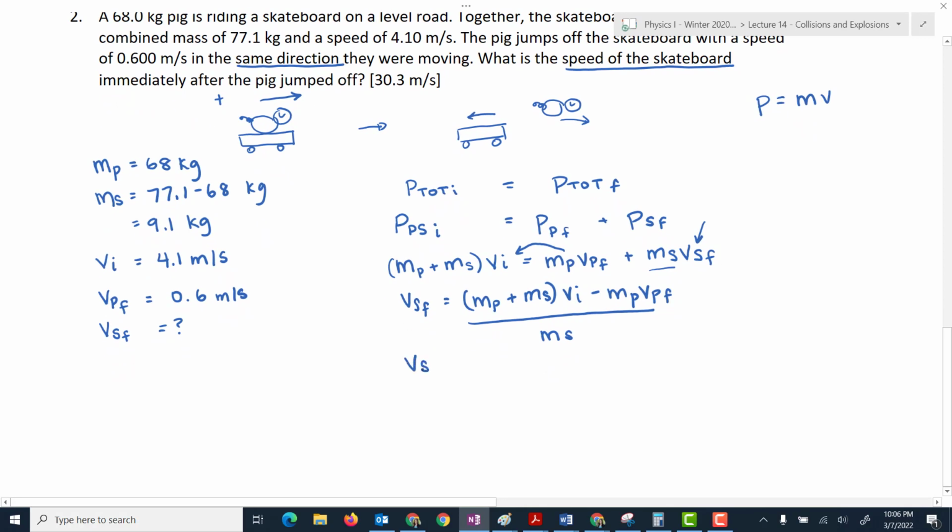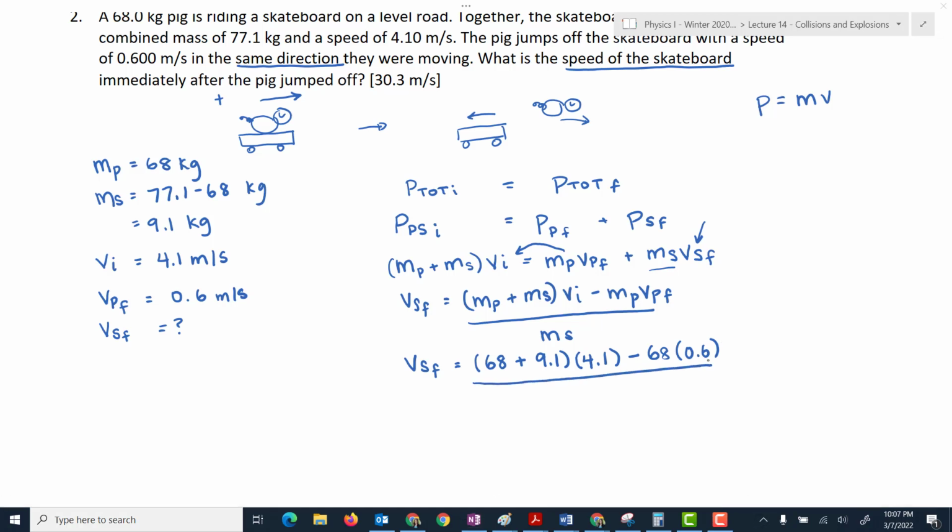So the speed of the skateboard final is equal to the mass of the pig, which is 68 kilograms, plus the mass of the skateboard, which is 9.1 kilograms, times the initial velocity of the pig and the skateboard together, which was 4.1 meters per second, minus the mass of the pig, again 68, times the velocity of the pig final, which was 0.6 meters per second, all over the mass of the skateboard, which we found was 9.1 kilograms.